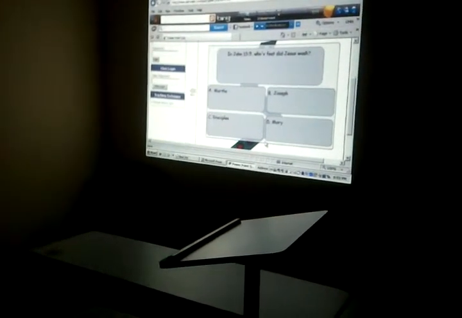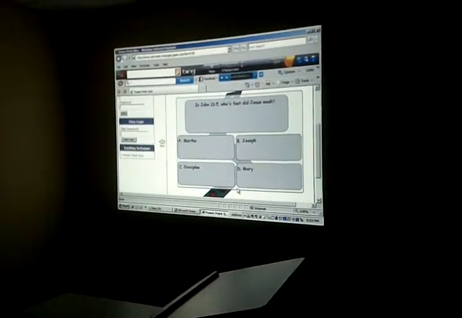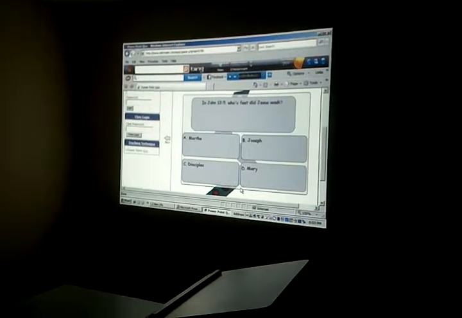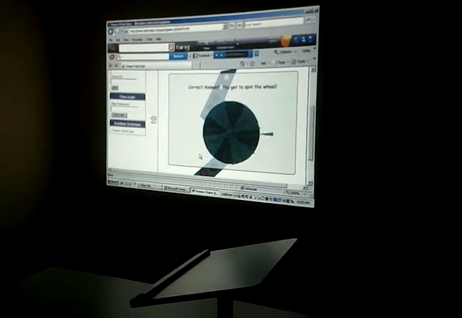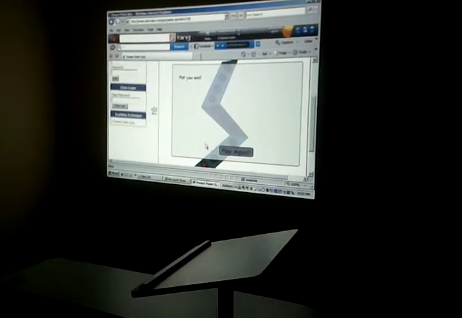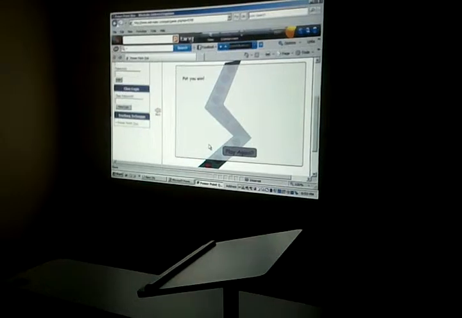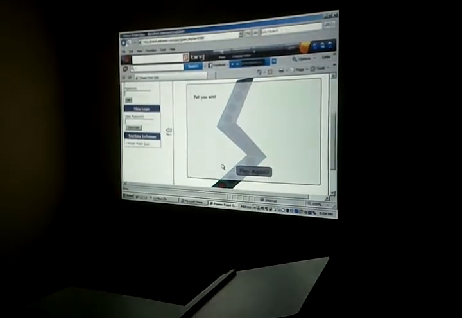In John 13:5, whose feet did Jesus wash? A, Martha, B, Joseph, C, disciples, D, Mary. C. Very good. Pat, you win. Very good. It's a very interactive game, and the youth will have a blast playing this.